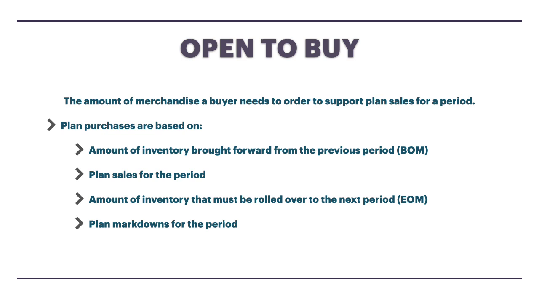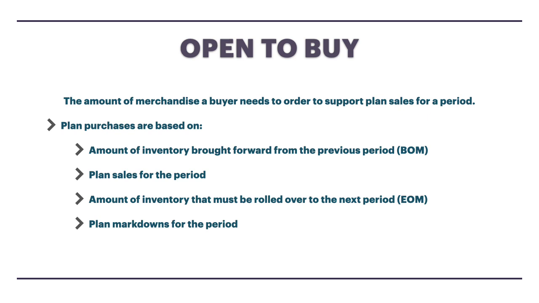Open to buy is the amount of merchandise a buyer needs to order to support planned sales for a period. Open to buy is derived from planned purchases. It is the difference between planned purchases and merchandise on order. Think of open to buy as your bank account. You begin the month with a new balance. As the month goes on, the balances decrease as orders are placed.